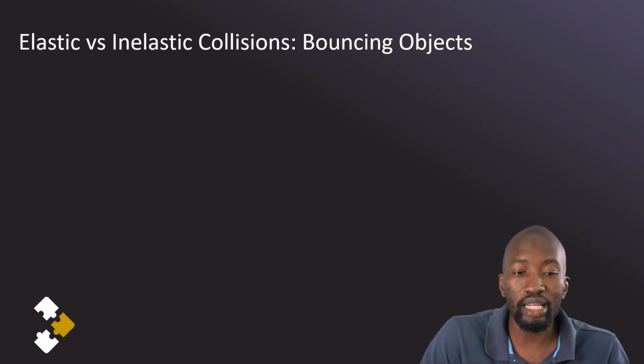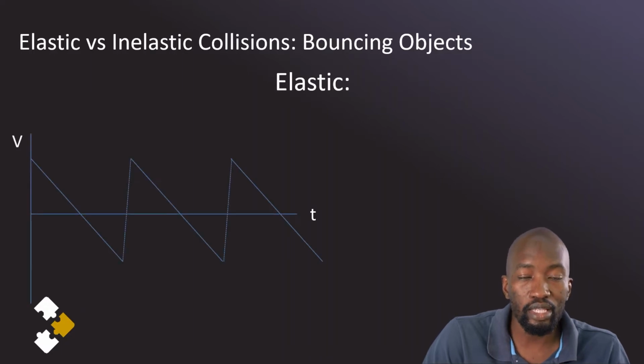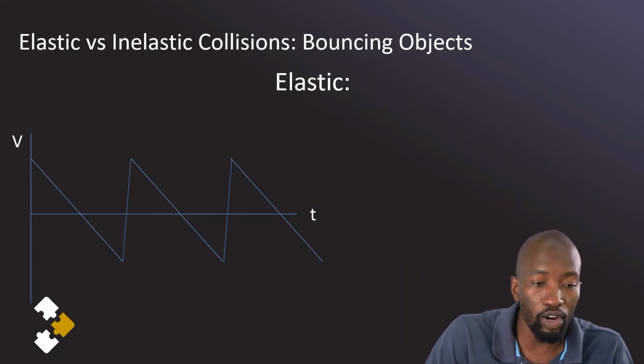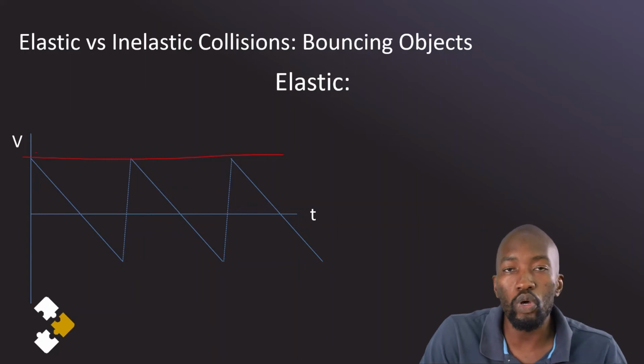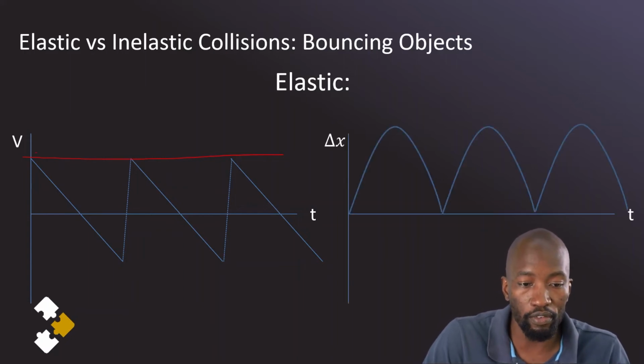Now let's look at bouncing objects. If it's elastic, this is how you'll have the velocity versus time graph. Remember, the kinetic energy is the same, so we cannot lose any velocity there. If we try to draw a straight line there, you'll see that all these points line up because nothing is lost. That's a velocity versus time graph.